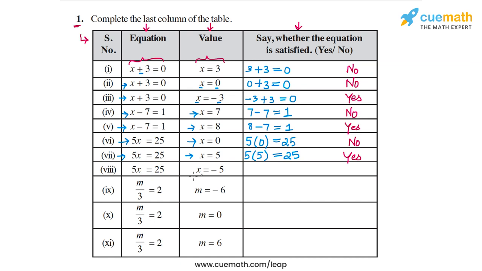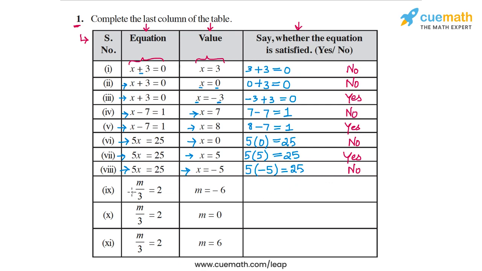In the eighth part, the equation is again 5x equal to 25 and the variable's value is x equal to minus 5. So if we substitute this variable's value, we get 5 times minus 5 is equal to 25. Now 5 times minus 5 is minus 25, but on the RHS we have 25. So this equation is not satisfied.